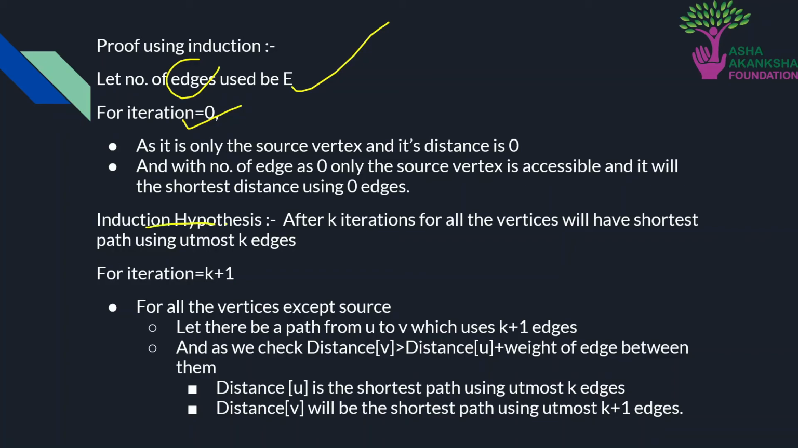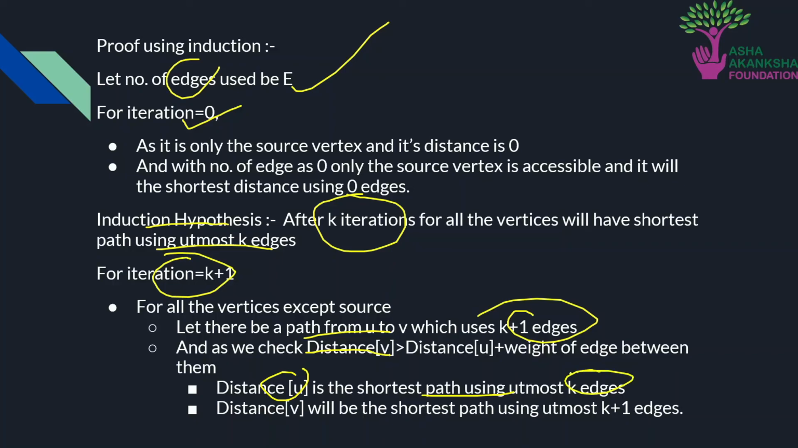And the induction hypothesis states that after the kth iteration, all the vertices would have the shortest path using at most k edges. Now proving it for iteration k plus 1, let there be a path from u to v which uses k plus 1 edges. As we always check the condition, distance of v is greater than distance of u plus the weight of the edge between them. Therefore, the distance of u will be the shortest path using at most k edges, and the distance of v will be the shortest path using k plus 1 edges, because k edges will be used by the path from the source vertex to u, and 1 would be the edge which will connect u and v.